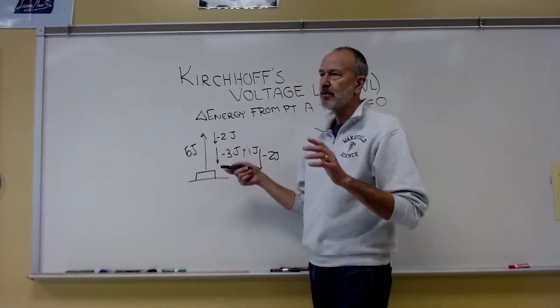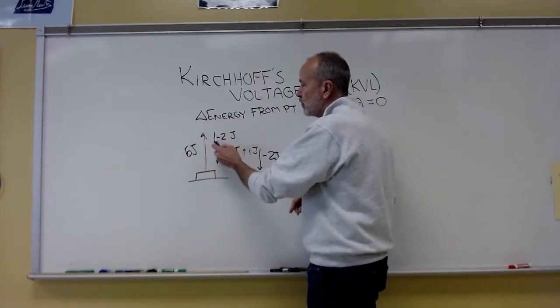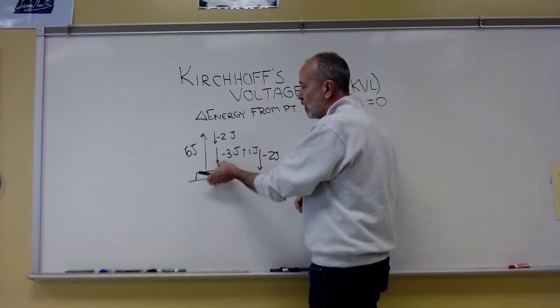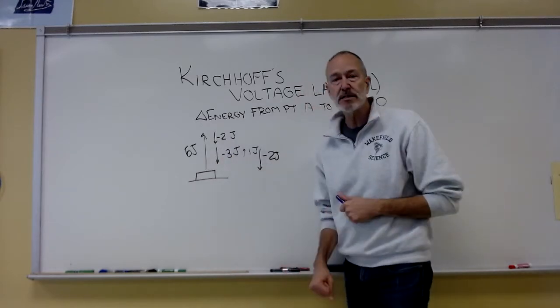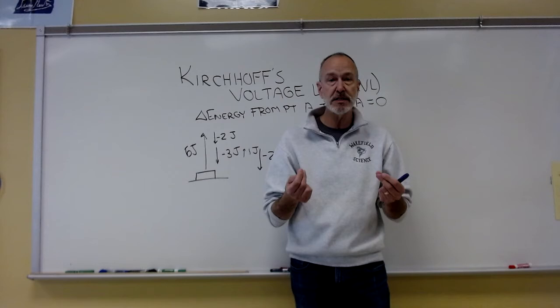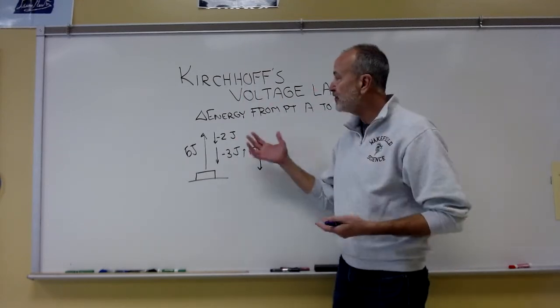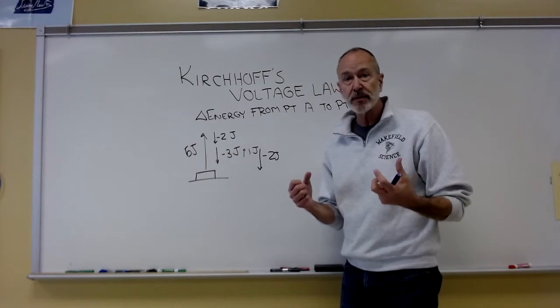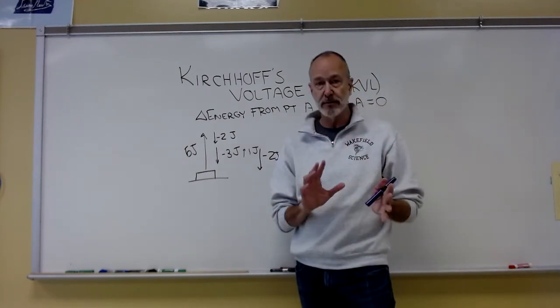You know, I'm not going to get into the whole lose or transfer. But 6 minus 2 is 4, minus 3 is 1. So it's got 1 joule of potential energy. I add a joule, I subtract 2 joules, I'm back to zero. Anytime I start at one position and end up back at the same position, the change in potential energy is going to be zero.